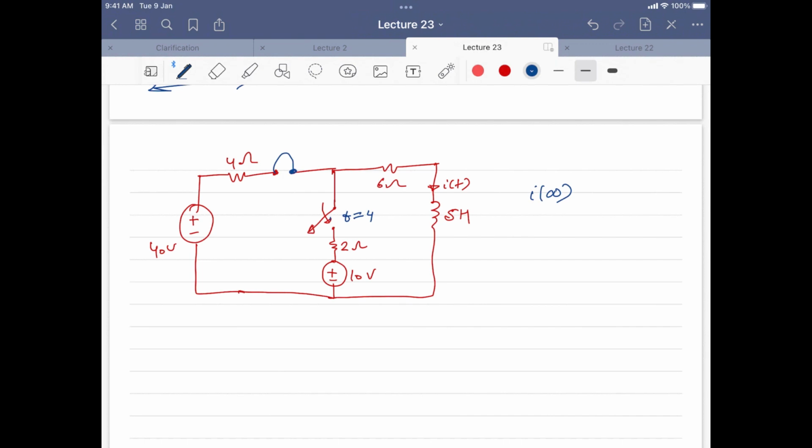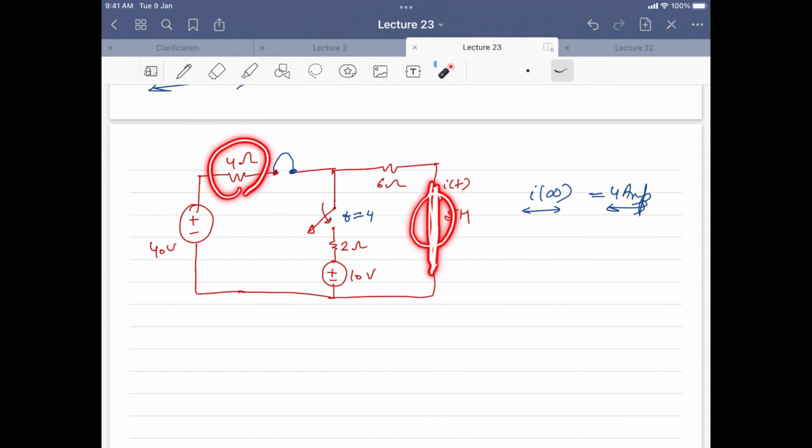Good. But right now I want to ask the students, if I want to calculate I infinity here, I will tell you more details about it in a while, but let me know what this value will be in this situation. 4 ampere. 4 amperes. And the reason for that is, the inductor is short circuited, and when the inductor is short circuited, the current is 40 divided by 4 plus 6, and that is 4 ampere current flowing.